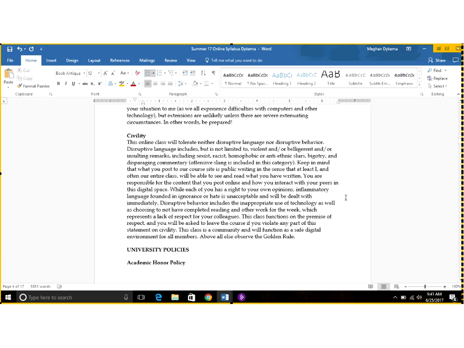Civility is another important clause in an online class because we live in a culture where people say all kinds of things on the internet, and we want to only say respectful things in our online class. We are in a community. We should exchange ideas freely, but we should do so in a positive way and in a respectful way. So that means that any kind of disruptive language that's sexist, racist, homophobic, transphobic, anti-ethnic slurs, bigotry, disparaging commentary, all of that is going to be zero tolerance. You will be talked to about it right away.